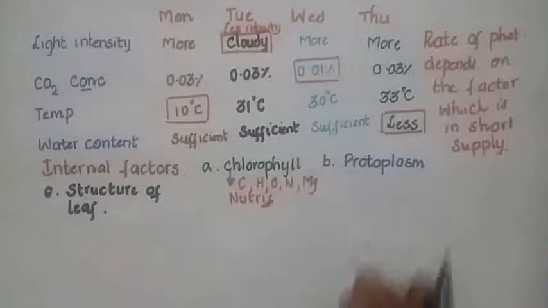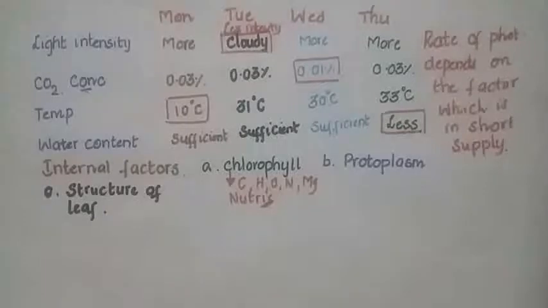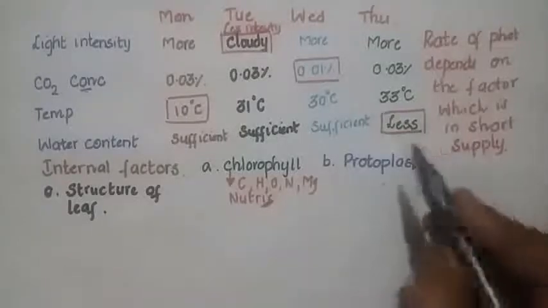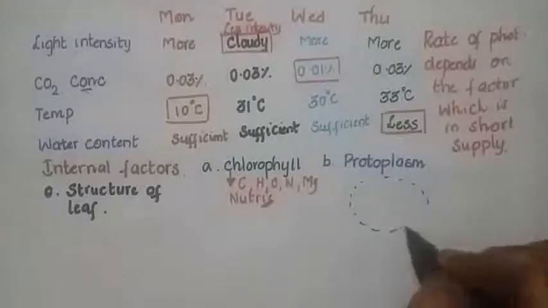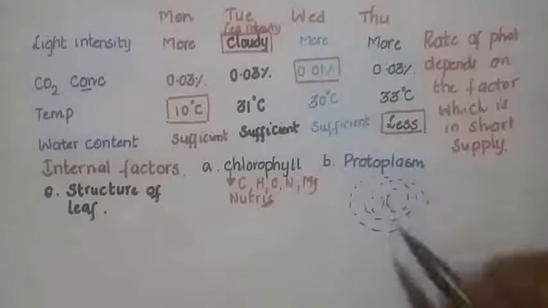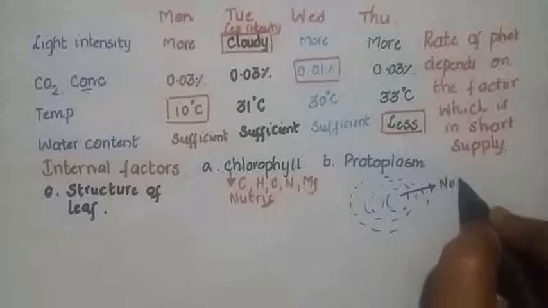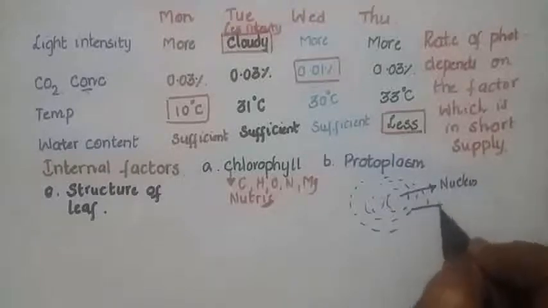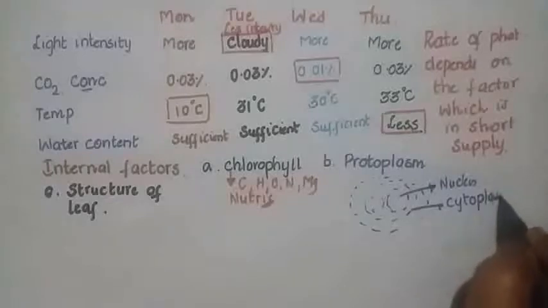Then moving on to the second internal factor, protoplasm. So what is the meaning of protoplasm? Protoplasm is nothing but the nucleus along with the cytoplasm. So the nucleus along with the cytoplasm makes the protoplasm.